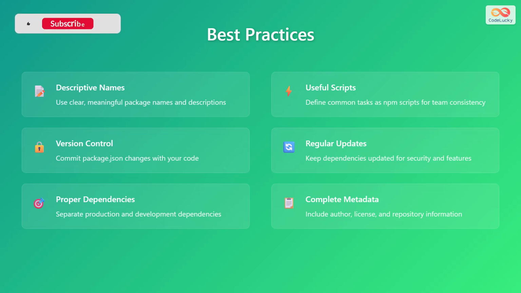Here are some best practices to keep in mind when working with package.json files. Use descriptive names for your packages. Always commit package.json changes to your version control system, such as Git. Ensure you properly separate production and development dependencies. Define common tasks as npm scripts to maintain consistency across your team. Regularly update your dependencies to benefit from security patches and new features. Finally, make sure your package.json includes complete metadata, such as author, license, and repository information.